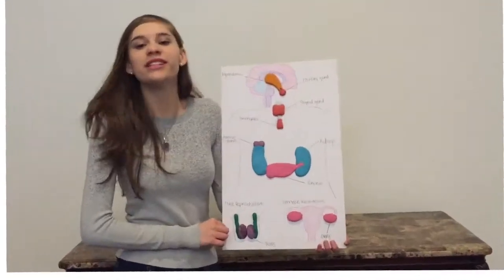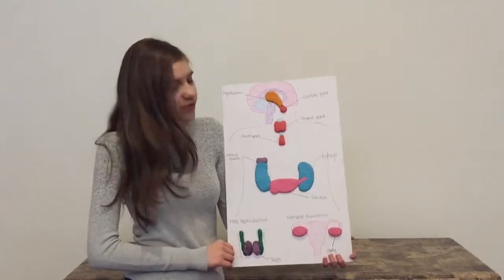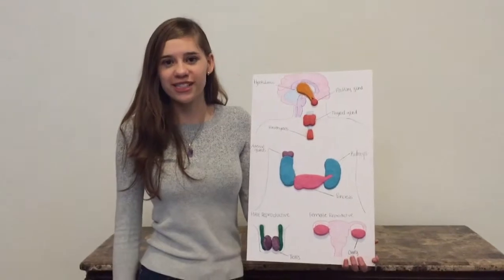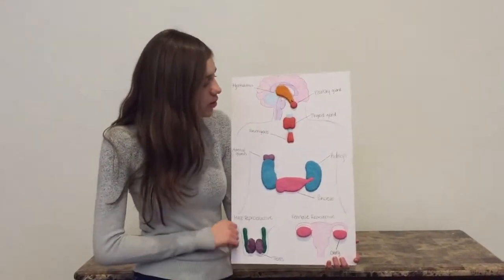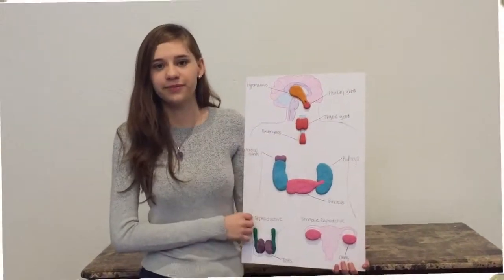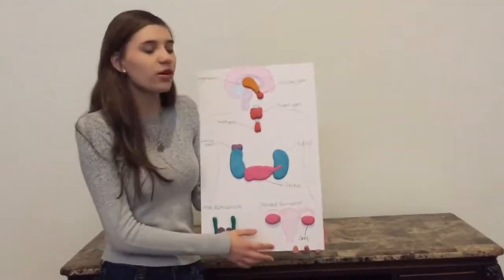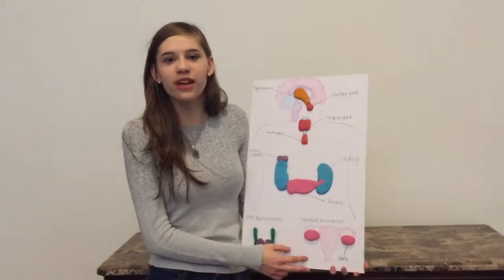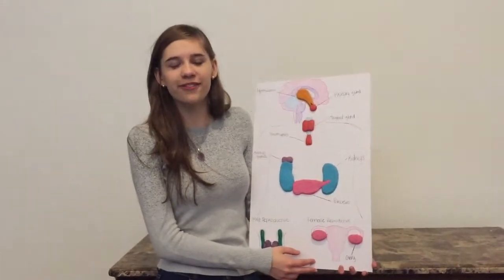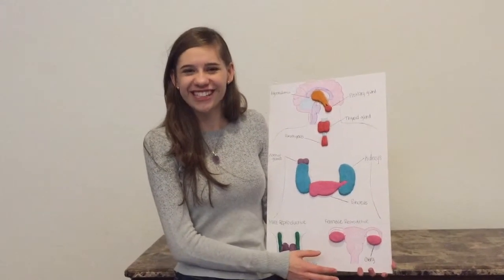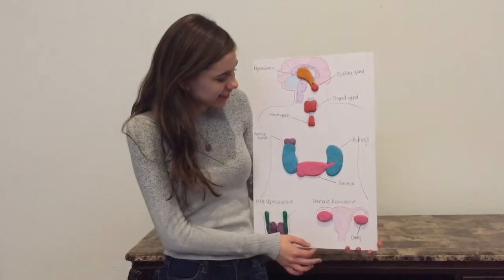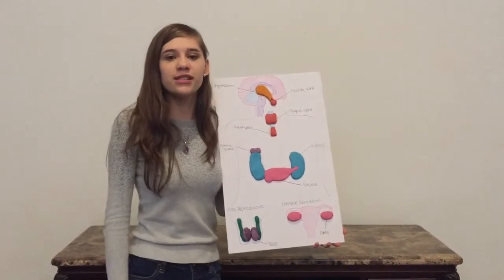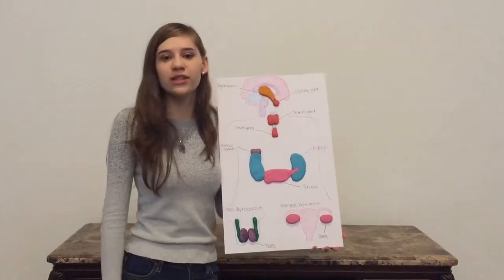The testis releases androgens, which are a type of steroid, and they stimulate the male sex characteristics, acting on the gonads, muscle, skin, and bone, which is the whole body. The ovaries release estrogen and progesterone, which are a type of steroid that stimulates the female sex organs, and they act on the whole body. The thymus is another gland, which releases thymosins.